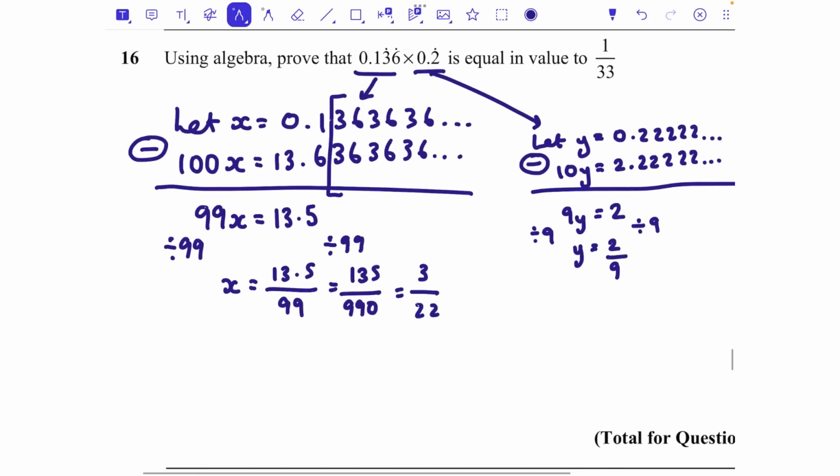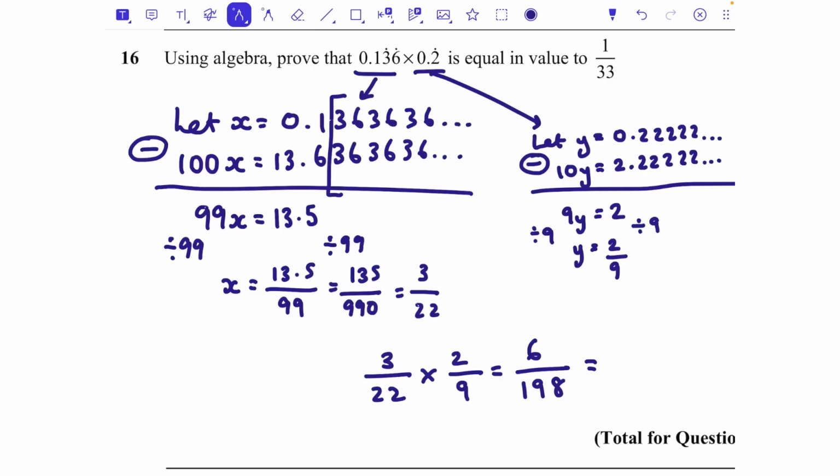And now we need to show that when you times those two values together, you get 1 over 33. So I'm going to write 3 over 22 times 2 over 9. And you can do it. 3 times 2 is 6. 22 times 9 is 198. There is some cross-cancelling possible there, but I'm just going to do it this way. And then again, my calculator will cancel that down for me.